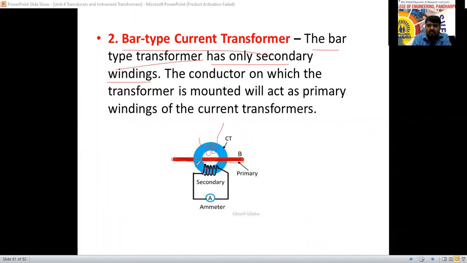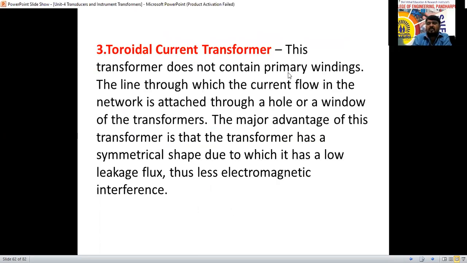No. So this bar, whatever the transmission line is there, we are connecting three lines here. One of those lines, the phase of the power circuit, will act as the primary winding. So the name came, bar type transformer. But the toroidal material we have used surrounds the bar type conductor, which is called the primary conductor. So the name came, toroidal current transformer.